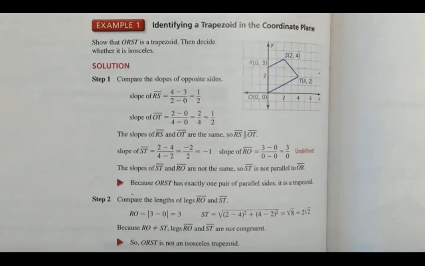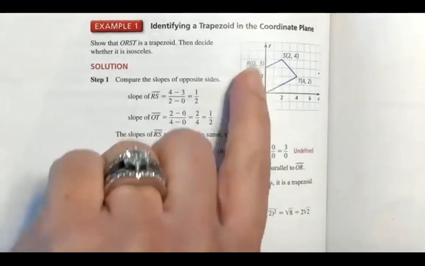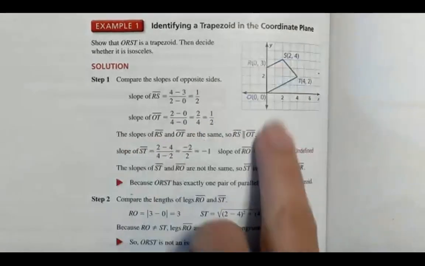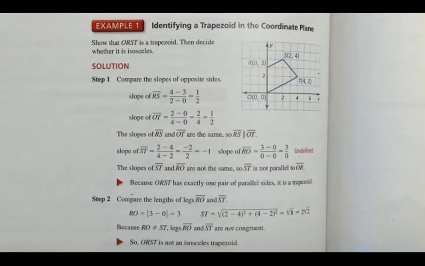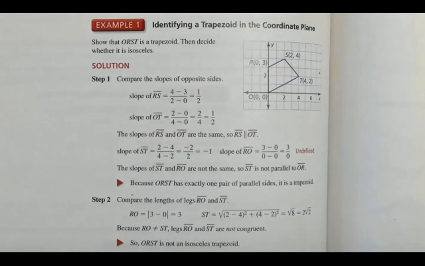If you're trying to prove it's an isosceles trapezoid, then you would need to show that the legs are congruent. And here, obviously, they're not congruent. We can tell by looking. And it's not an isosceles trapezoid.